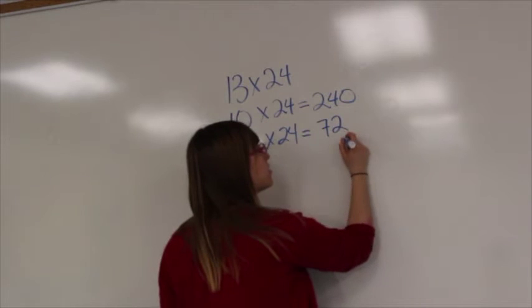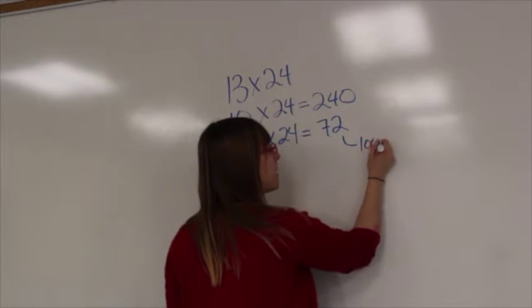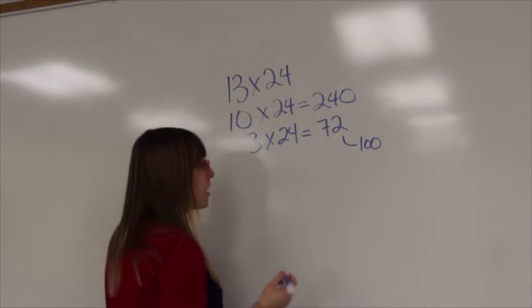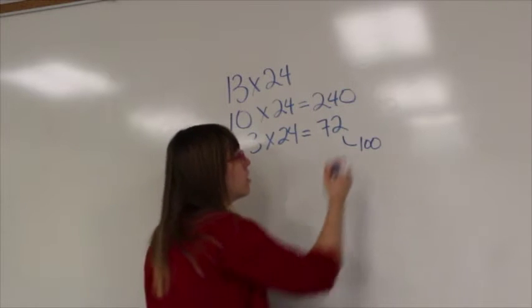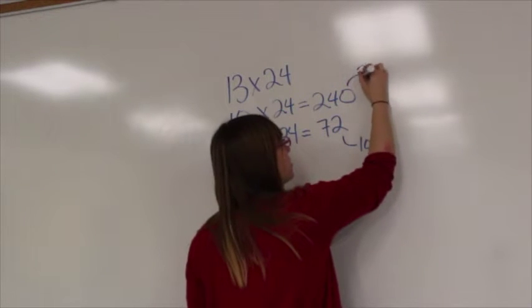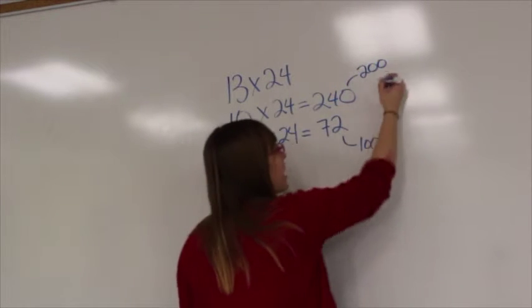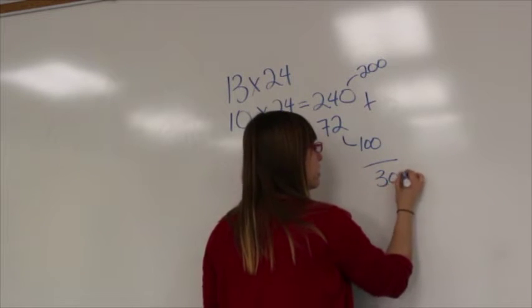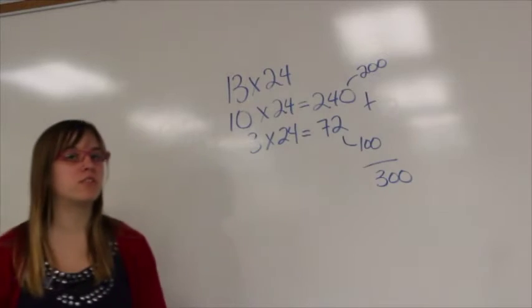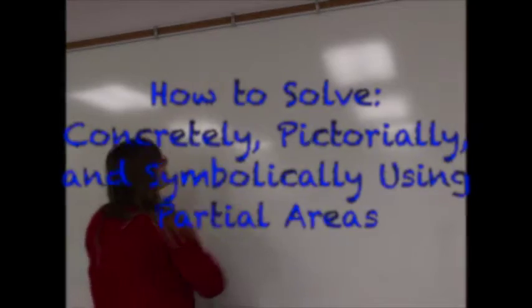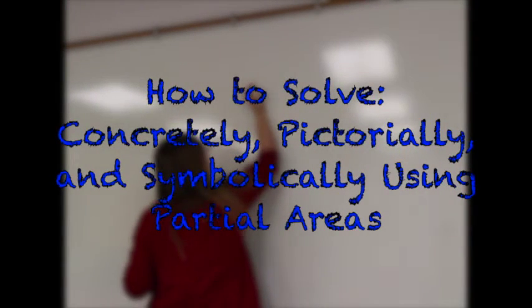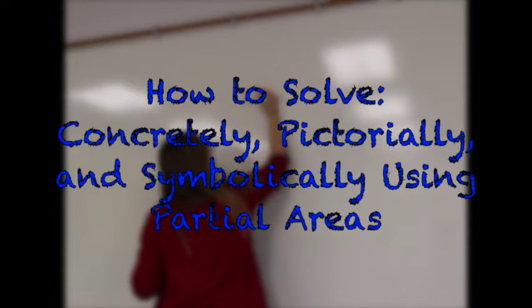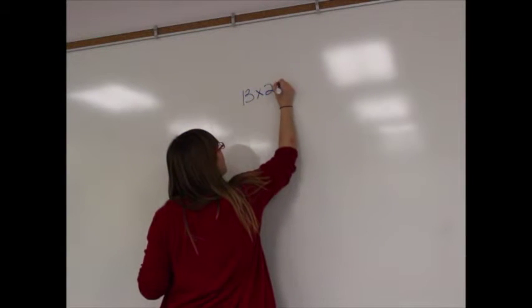72 is pretty close to 100, so if I round up there, it's going to be about 100, and this one is kind of close to 200, so I'm going to round down to 200. And if I add those together, I'm going to get 300. So my estimate is it's around 300. We can say that 13 times 24.